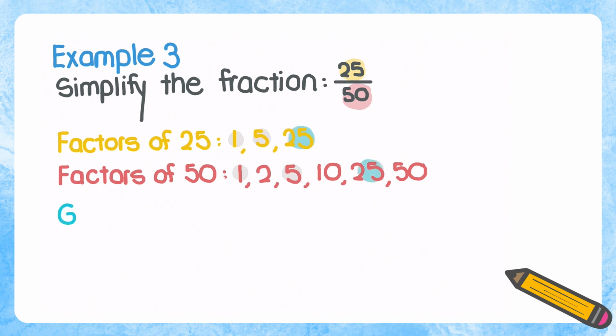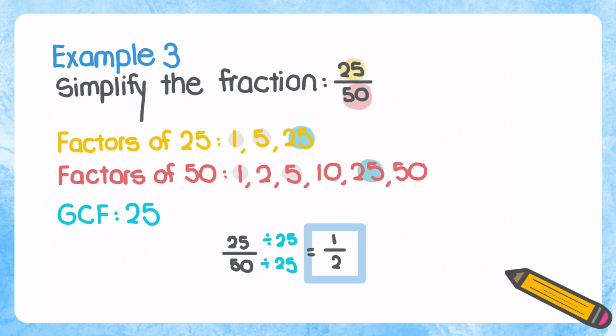So let me write that here. Our GCF is 25. So we have our original fraction, 25 over 50, and we're going to divide both the numerator and denominator by 25. 25 divided by 25 is 1, and 50 divided by 25 is 2. We've simplified the fraction to 1 over 2, or in other words, 1/2.